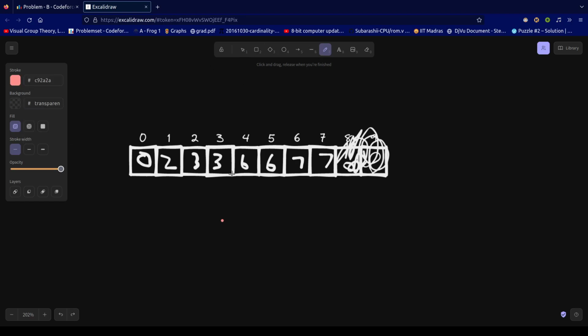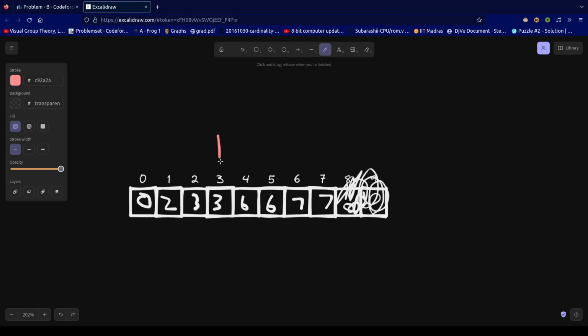The basic observation is that say a person with a particular a_i goes, and say actually let me take a different index. I'll take this index over here. Say this person goes and this person doesn't go.